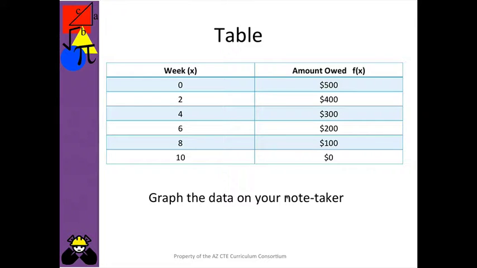At week 0, he owed $500 because he just got it. After week 2, $400. After week 4, he's now down to $300. Week 6, $200. Week 8, $100. So on week 10, he finally paid it off. He owes them nothing. So the next thing I want you to do is graph these pieces on the graph on your note taker. Connect the dots, and I'll be back with you in a minute.